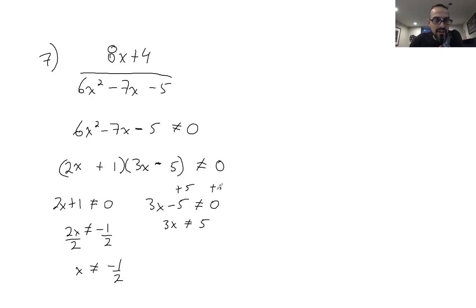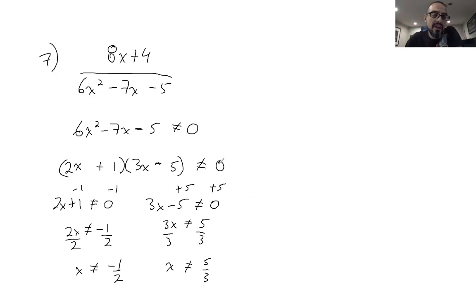I'm not showing my work here. I'm a bad math teacher. Very bad. Okay, there we go. Boom. Divide both sides by 3. x cannot equal 5 over 3. And again, if you substitute those values back into the denominator here, you'll see we'll be getting 0. You can't let that happen.